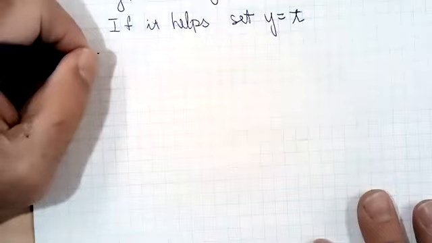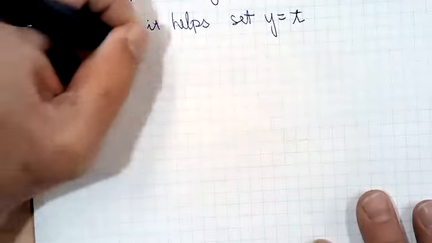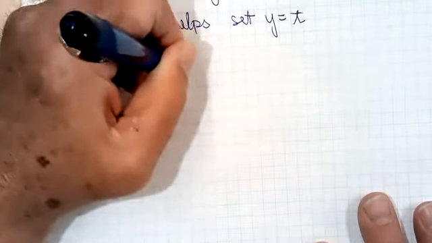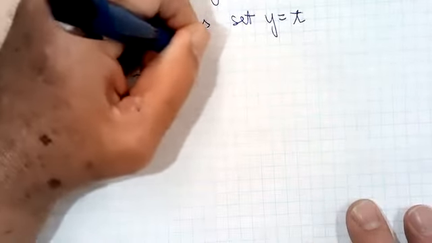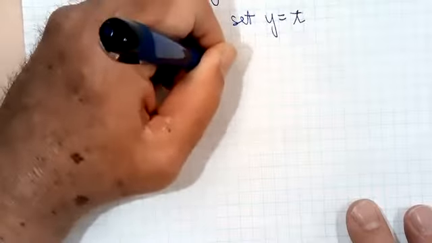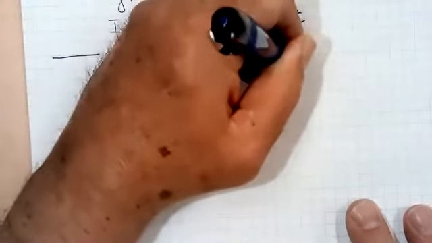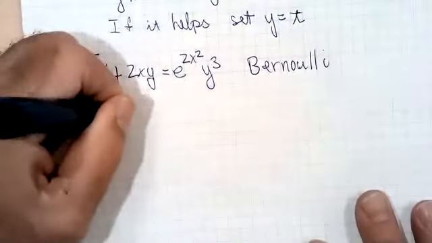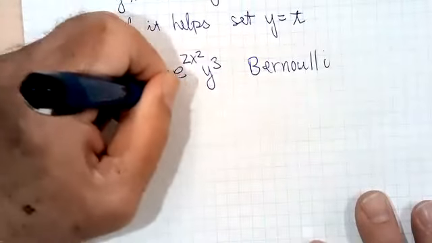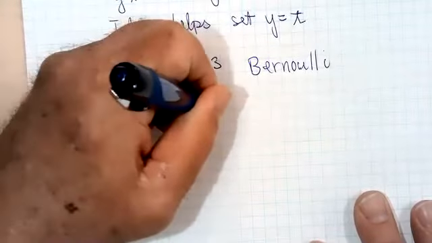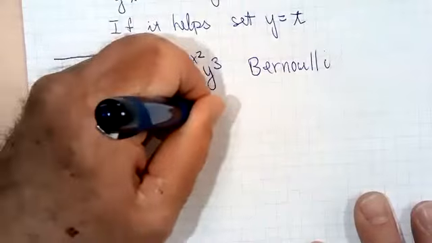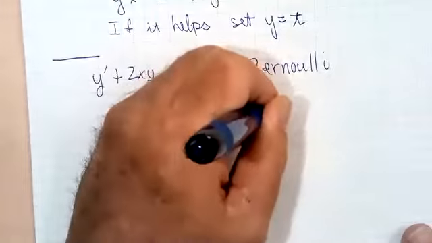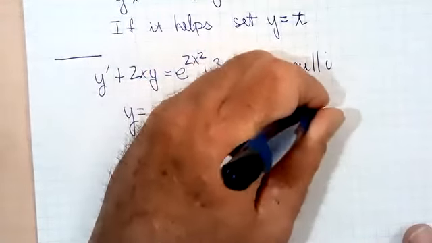Here's another one. Y prime plus 2xy equals e to the 2x squared y cubed. This one is in fact Bernoulli. And the answer I got is e to the minus x squared over square root of c minus 2x. And my notes say it's kind of messy.